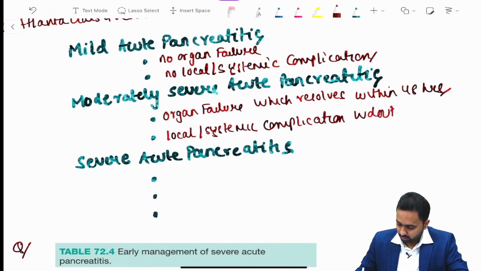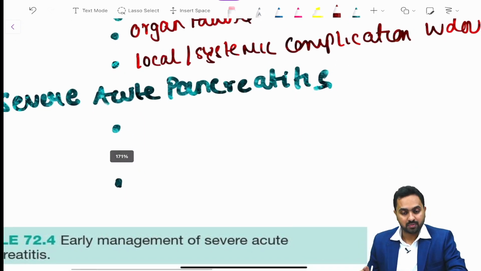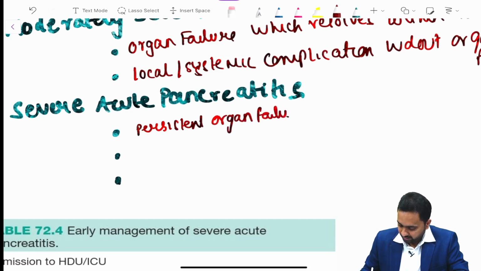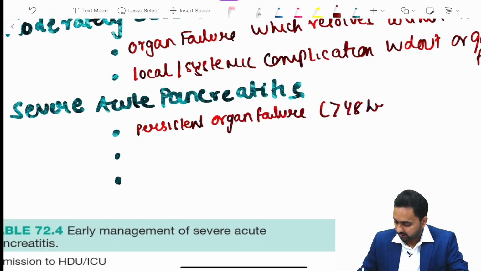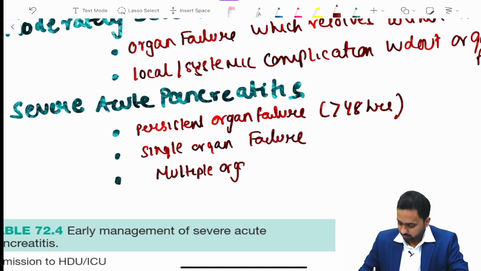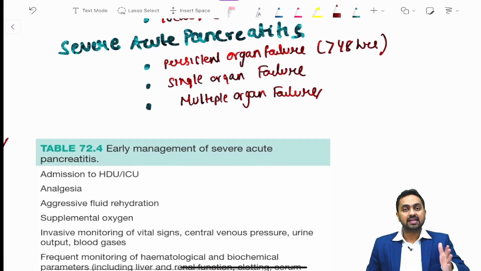So, there is no organ failure along with the local or the systemic complications. Now, in severe acute pancreatitis, we have a persistent organ failure. Now, what is this persistent organ failure? It is more than 48 hours. Then you have your single organ failure or your multiple organ failure, right.